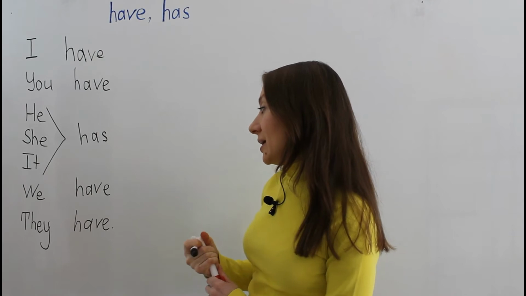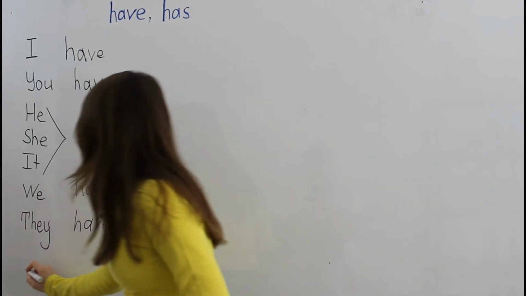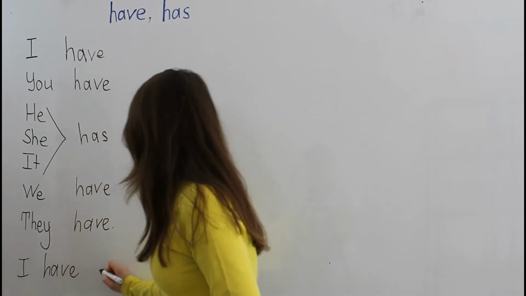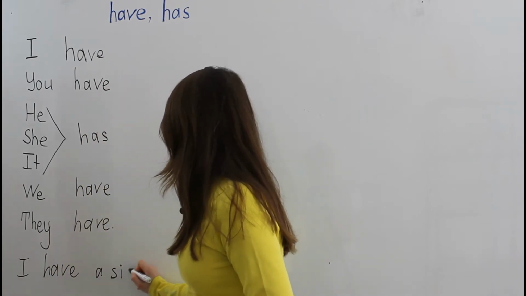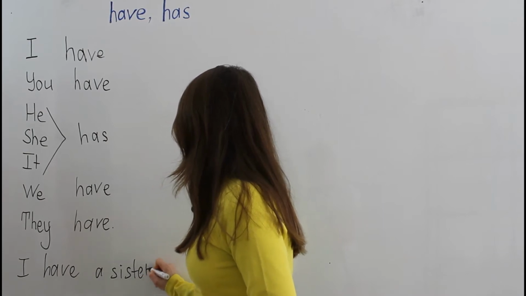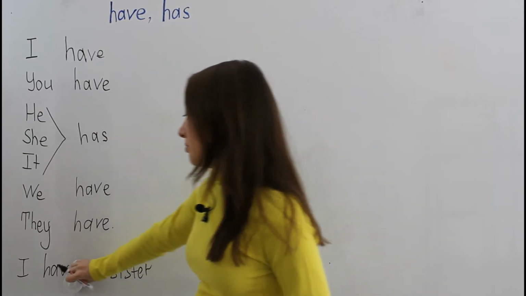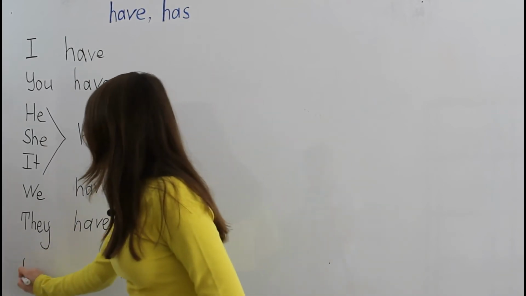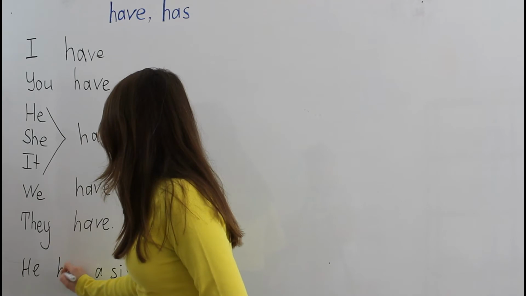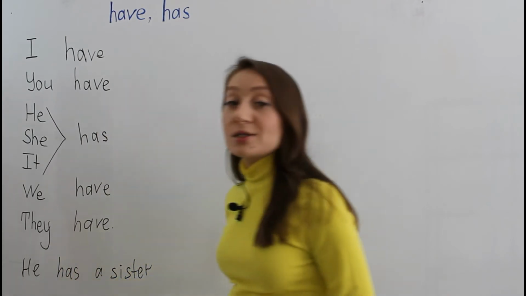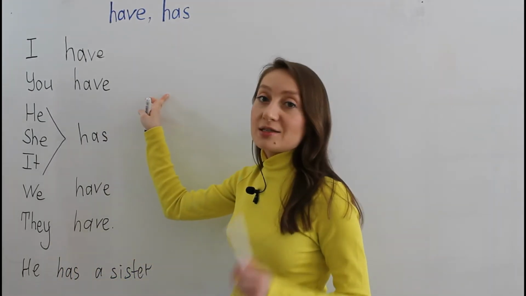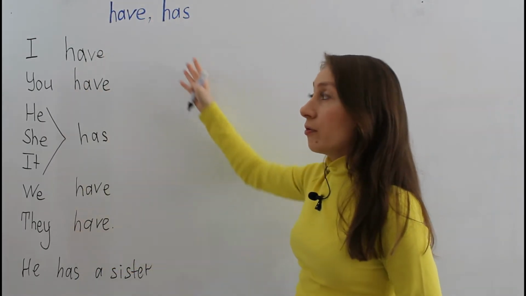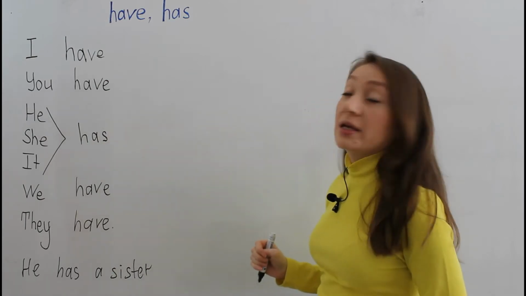So let's make a sentence. For example, I have a sister, right? Or you can say he has a sister. So you finish the sentence by yourself, right? This is the positive form of the verb have.